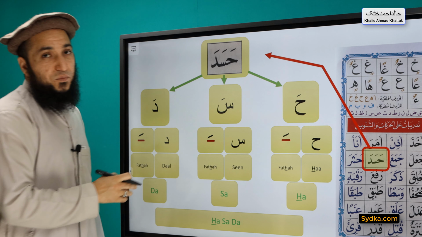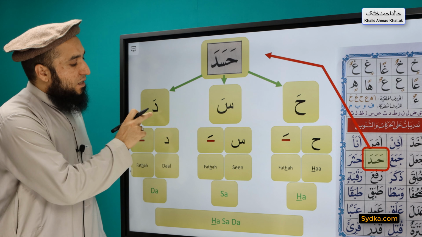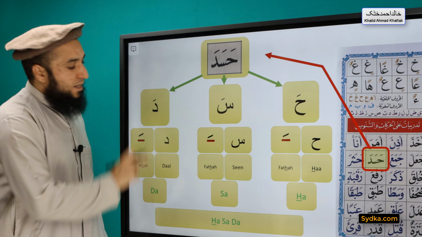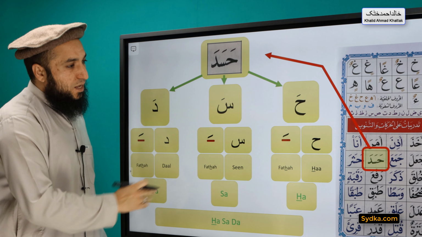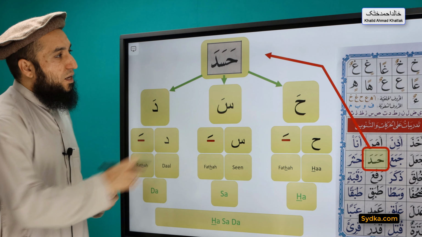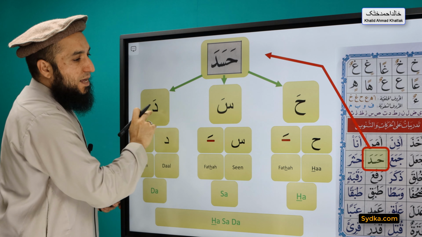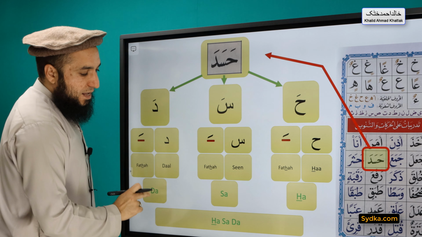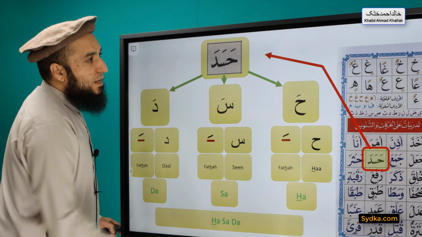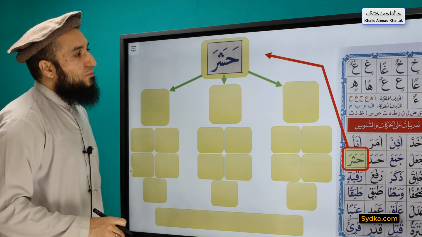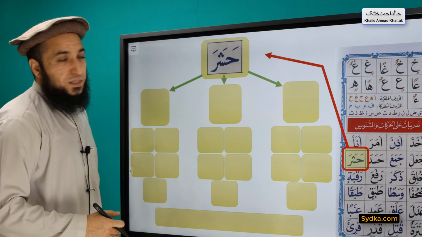So the third syllable we have is dal fatha da, and dal is not silent, and we have fatha. Dal fatha da. Now combining all three syllables, we have hasada, hasada. The next word we have is hashara, and hashara has three syllables.